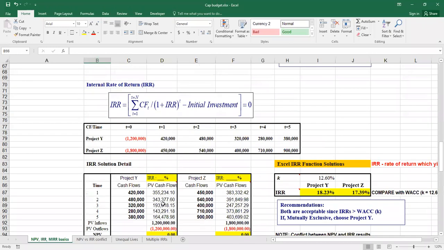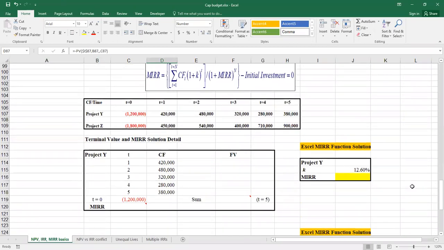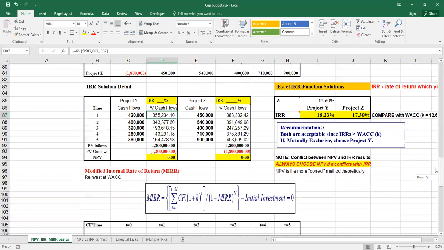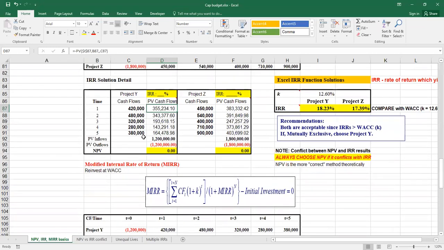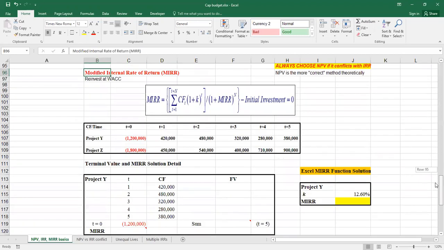Dito, so IRR, you reinvest at IRR. So whatever your IRR is, yun ang reinvestment rate mo dito. Okay. So theoretically may flaw, may mali dun sa concept ng IRR. Kaya nga that's why I said that NPV is the more correct method by virtue of the assumption of what is the reinvestment rate. So sa IRR, ang reinvestment rate is the IRR mismo. Sa MIRR, sa modified internal rate of return, ang reinvestment rate is the weighted average cost of capital.